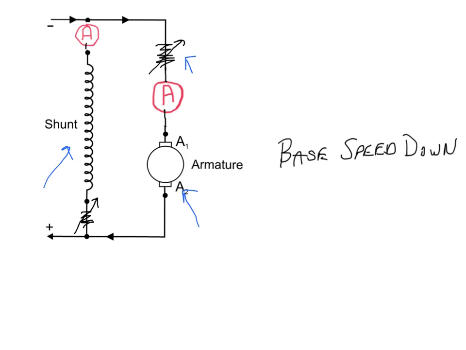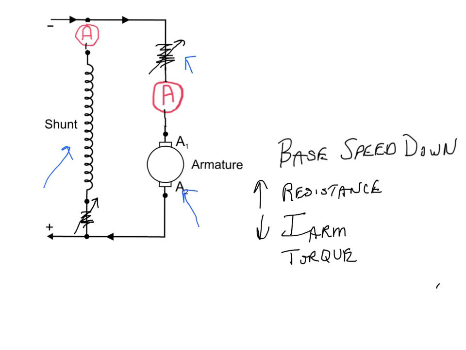So if I was to increase my rheostat, or the resistance in the armature, the next thing you have to ask yourself is what happens then to current. If I increase resistance, my current in the armature, which is what we're talking about here, will go down. So if my current in the armature goes down, then what happens to torque?